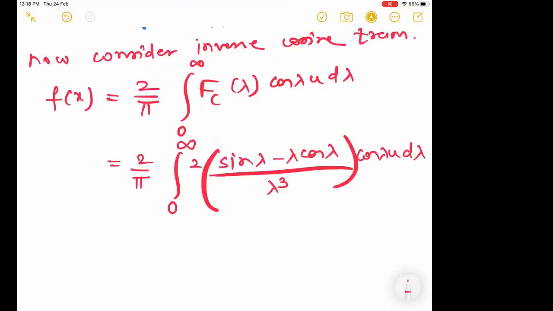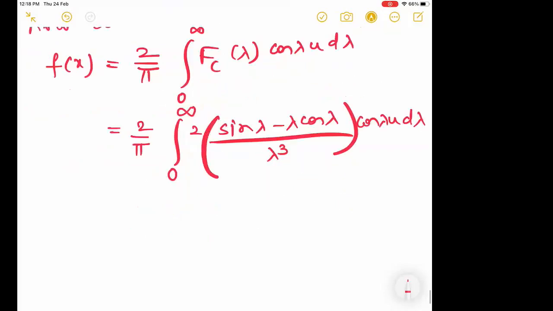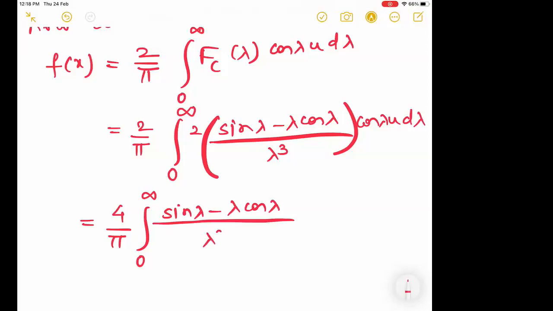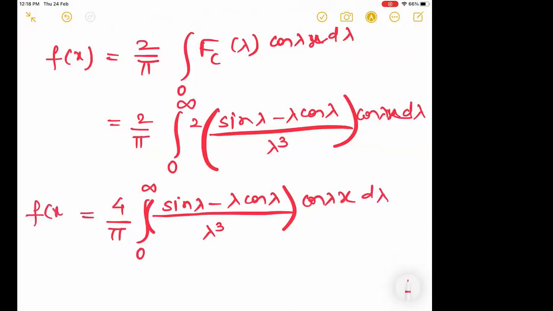Correct? I'm just putting the value for fc lambda. So 2 you can club outside. So 4 upon pi I can write integral 0 to infinity (sin lambda minus lambda cos lambda) divided by lambda cube into cos lambda x d lambda. Sorry, x, not u. You can put it x because you want the answer in terms of x, no? So f(x) is equal to 4 upon pi into this expression.